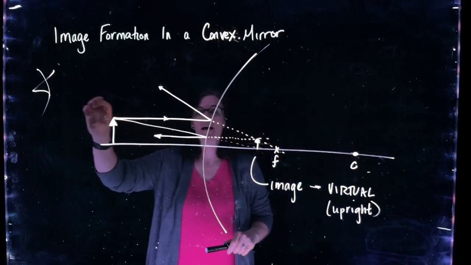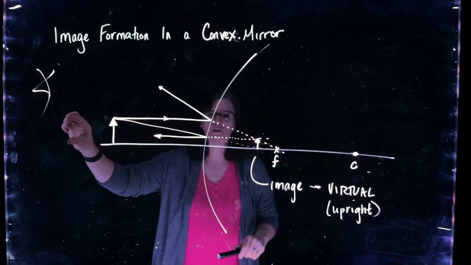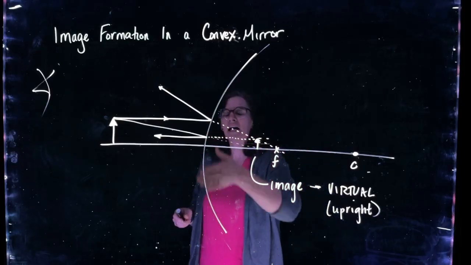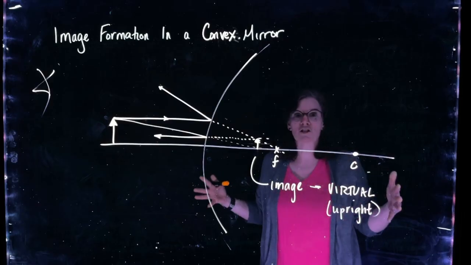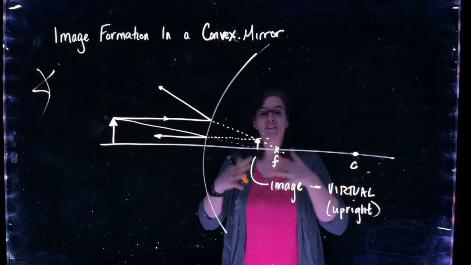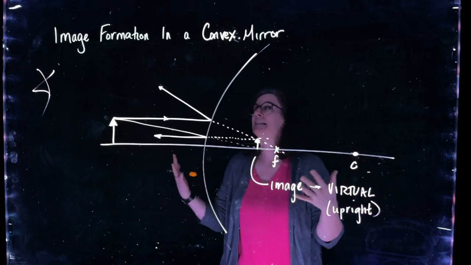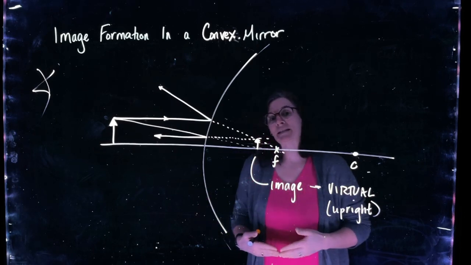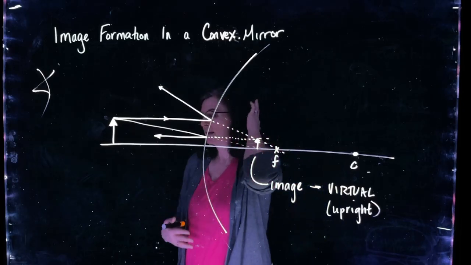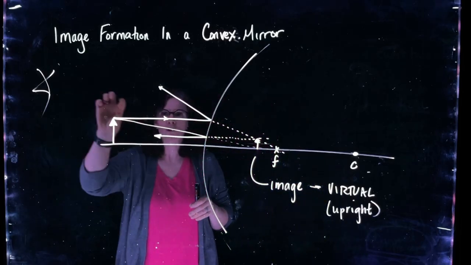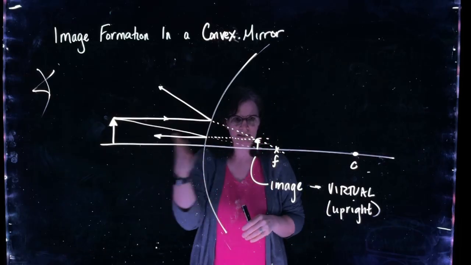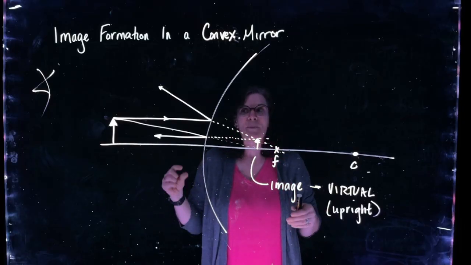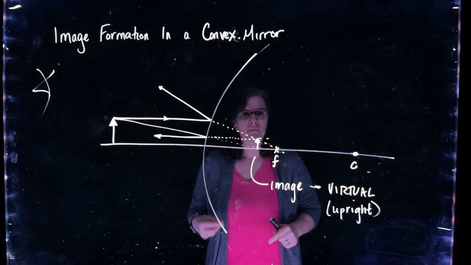Now, anywhere I move my object, this image is always going to be upright and virtual. A convex mirror diverges rays of light, okay? And if I'm diverging those rays of light, I can never form a real image. Similarly, it's always going to be a smaller image, and I would encourage you to practice moving that object to see how the location changes slightly. It does change, but it is always smaller than the object and always virtual.